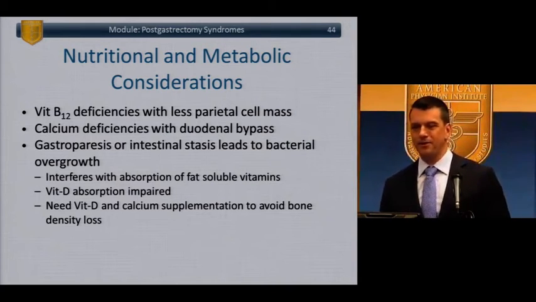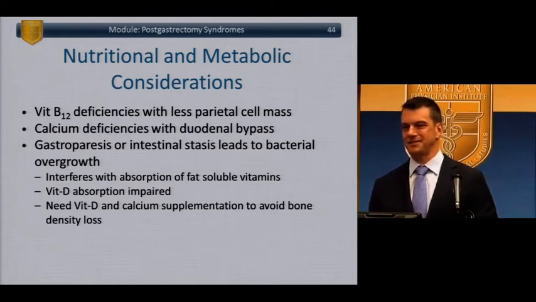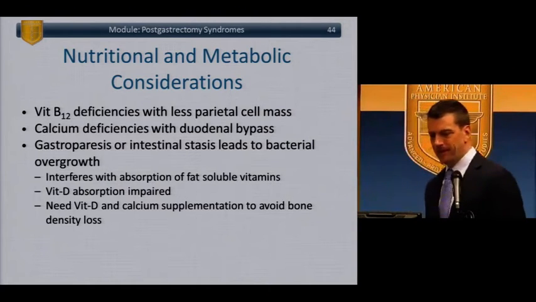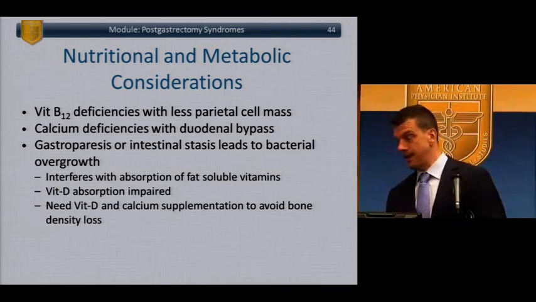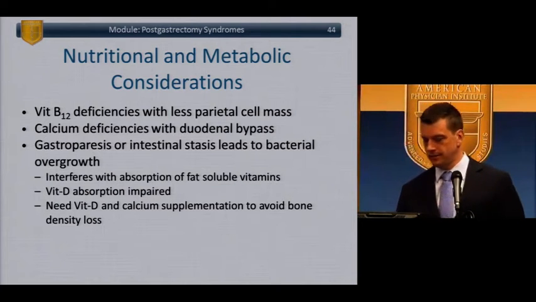It will not usually be list the 5 nutritional consequences of a gastrectomy, but rather present you someone in a clinical scenario so that you can put 2 and 2 together and see that that anemic patient is now probably B12 deficient. Calcium deficiencies due to the duodenal bypass can occur. Gastroparesis or intestinal stasis leads to bacterial overgrowth. Again, a lot of these go with the bariatric surgery as well. This interferes with the absorption of fat-soluble vitamins. Vitamin D is needed, so you must supplement vitamin D and calcium to prevent bone loss.